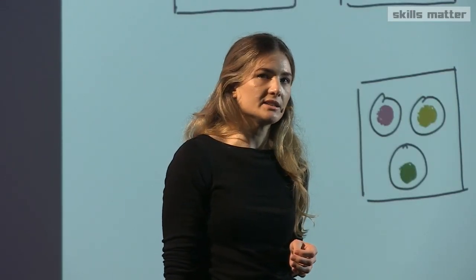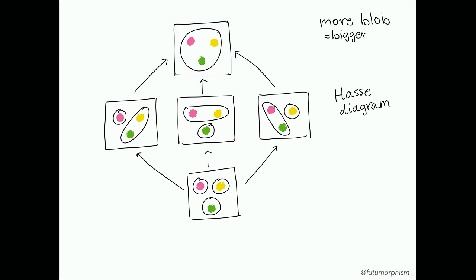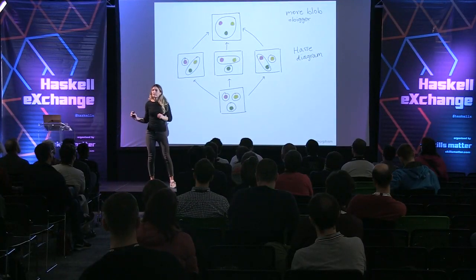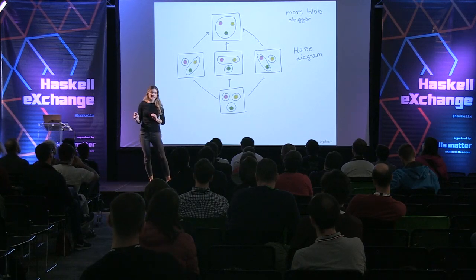And if we had a set of 3 elements, what we can do is we can write out all the possible partitions that exist, and then we can think which ones are less than which. So we can draw an arrow between them if one is less than the other. And this is called a Hasse diagram. And in this example of partitions, if it's more refined, it's smaller than if it is more blob, which is bigger. And also you can notice that not everything is comparable.